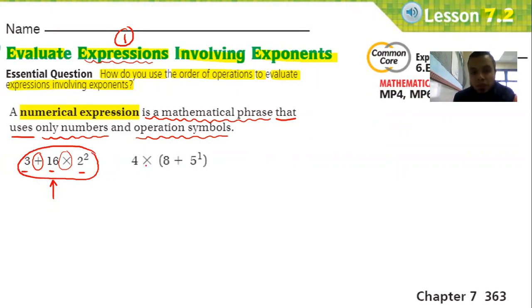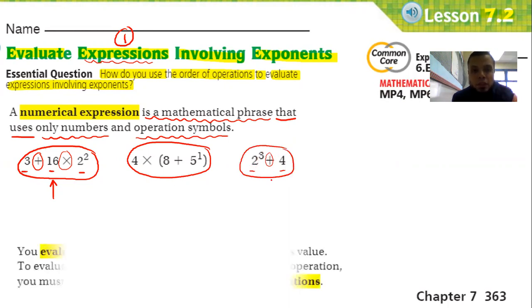Another one: 4 multiplied by 8 plus the first power of 5. This is called a mathematical expression. Why? Because it is a mathematical phrase that uses only numbers and operation symbols. The last one here is 2 power 3 plus 4. We have numbers like 2 and 4, and we have an operation sign like add or plus. So this is called a numerical expression.